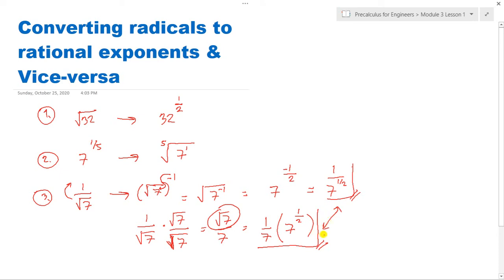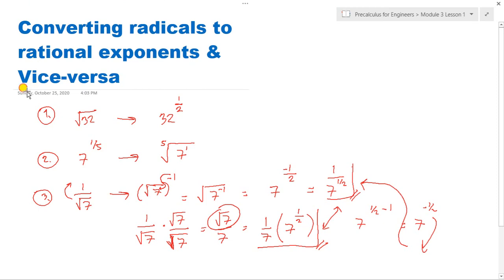Or if you're going to verify this, just use the rule of exponents, wherein 7 raised to 1/2 minus 1. What would be the answer? 7 raised to negative 1/2. So bring it down, it will look like this. Therefore, same na tong dalawang to.